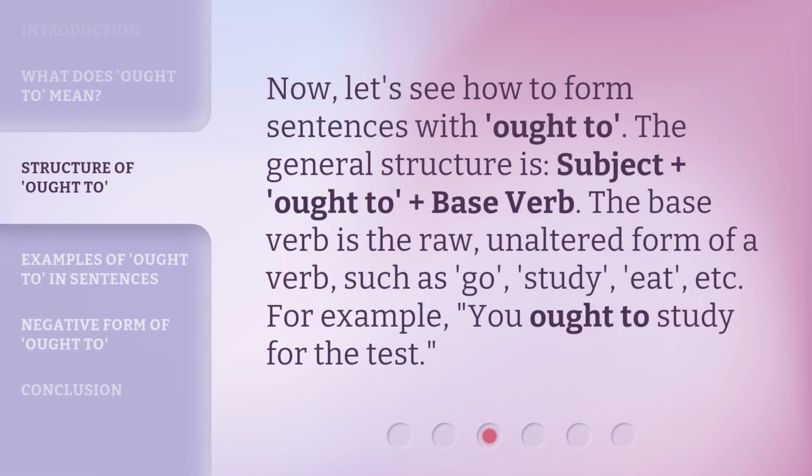Now, let's see how to form sentences with ought to. The general structure is subject plus ought to plus base verb. The base verb is the raw, unaltered form of a verb, such as go, study, eat, etc. For example, you ought to study for the test.